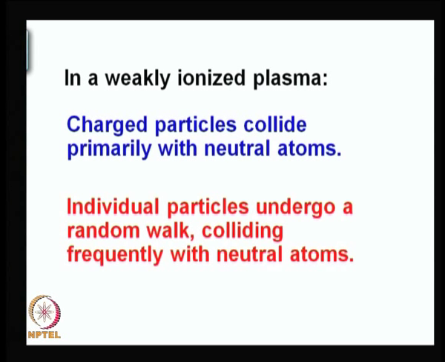So, you must remember that in a weakly ionized plasma, charged particles collide primarily with neutral atoms and individual particles collide in the manner of a random walk. They collide frequently with neutral atoms and we treat it as a random walk problem. So, we can apply the results that we already know from our college physics for the random walk problem.